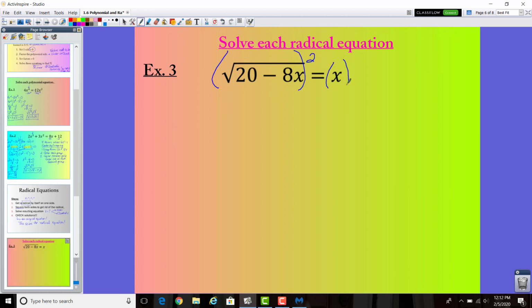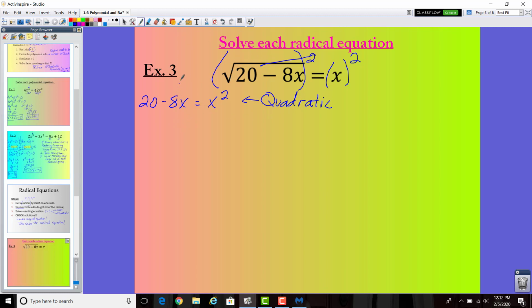So I can go to step 2, which says to square both sides. Squaring and a square root are inverses, so that will eliminate the radical. So I'll be left with 20 minus 8x. And when I square x on the other side, I get x squared. That makes this a quadratic equation because the highest exponent is 2, which makes it a squared term.